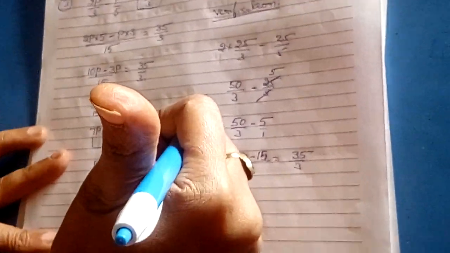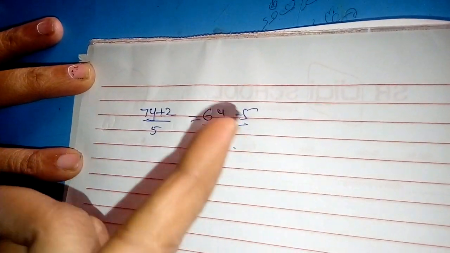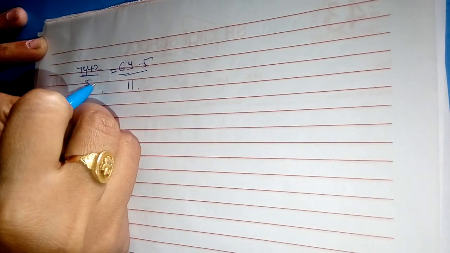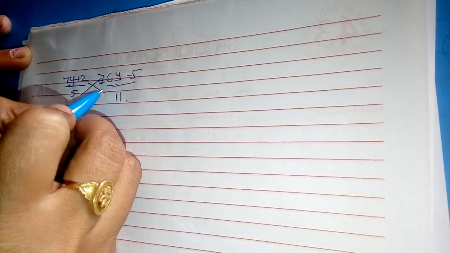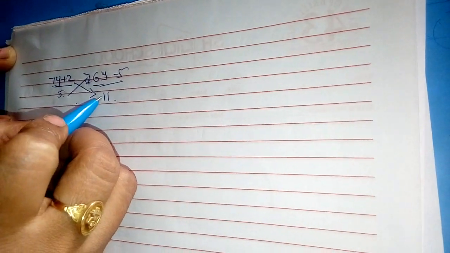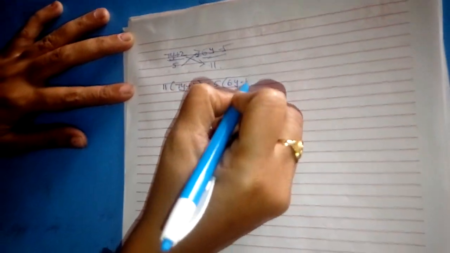Is it clear? Now I am going to the second case. We saw that two variables were on the same side, but now we have them on different sides. In this case, first we have to select the crisscross method. We know very well about the crisscross method. The numerator of the first term is multiplied with the denominator of the second term, and the numerator of the second term is multiplied with the denominator of the first term. So now we have to get 11 into 7y plus 2 is equal to 5 into 6y minus 5.